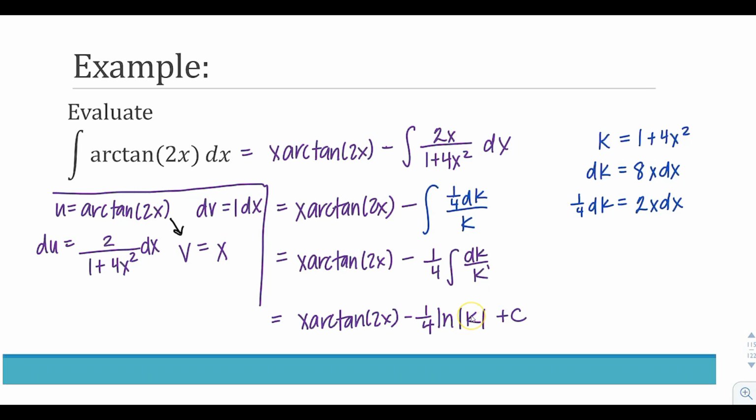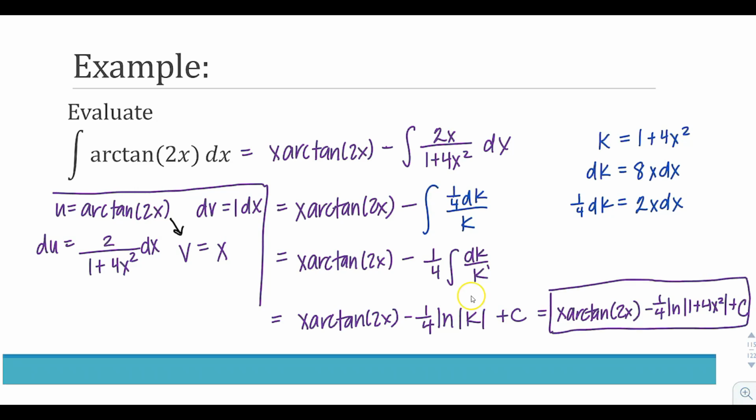But then it's our job to plug k back in so that we have everything in terms of x. So x arctangent 2x minus 1/4 natural log of 1 plus 4x squared plus c. So this is my final answer. So this problem required us to use both integration by parts, and then the remaining integral was a u substitution, so a combination of integration techniques.